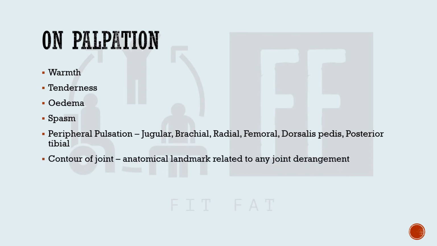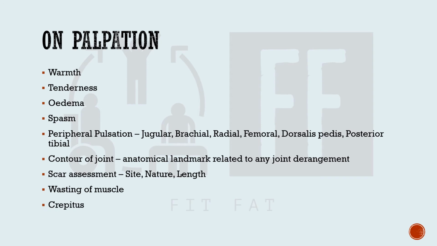Then you have to look for the contour of the joint, that is the anatomical landmarks related to any joint arrangement. Then you have to look at the scar assessment: the site, nature and length of the scar. Then look for any wasting of muscle. Then look for crepitus and muscular gap, if any. And lastly you have to see the bone condition, right?